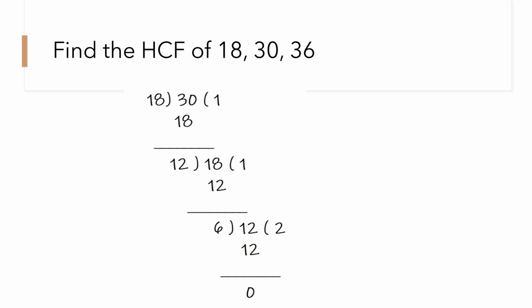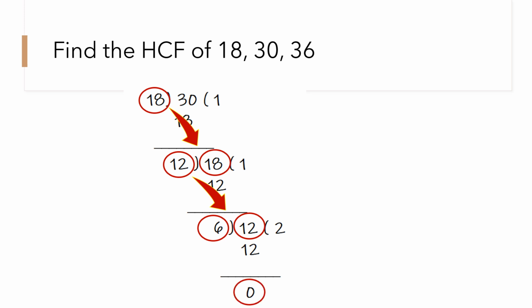First we divided 30 by 18 and we got a remainder of 12. Now we are going to divide the divisor here, which is 18, by the remainder, which is 12. We get a remainder of 6. Again, we are going to divide the divisor, which is 12, by the remainder 6. And this time we get a remainder of 0. So we have got the last divisor, which is 6.